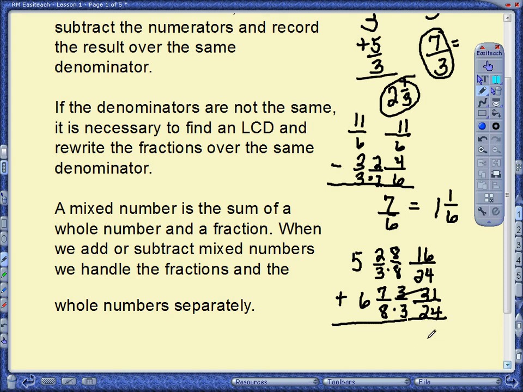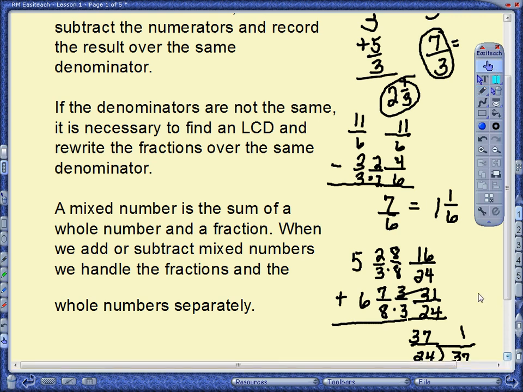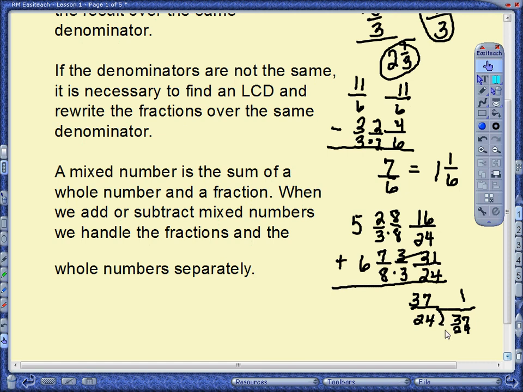We want to add these two. We get 37 over 24. 16 plus 21 is 37. We divide. This is an improper fraction. When we have mixed numbers, we actually have to change this. So 24 would go into 37 once. After we subtract 24, there would be a remainder of 13. And we put that 13 over the 24, our denominator.